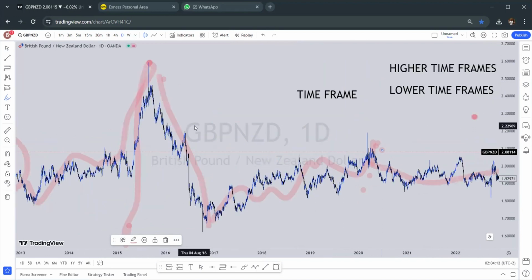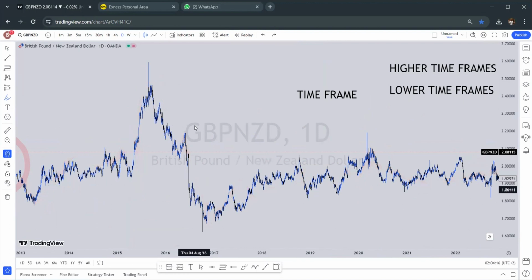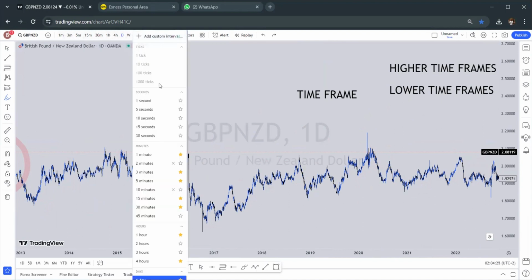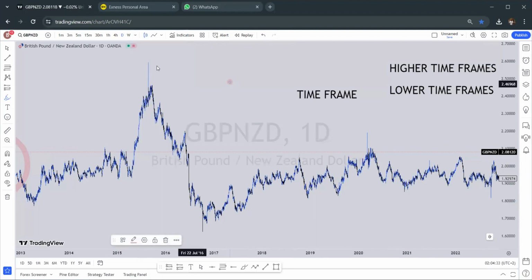Let me show you guys something. Look at this option. This is where we select our time frames. Let me click again. When you click it this way, you will see 1 second. When I say second, that means you expect candle formations in seconds.